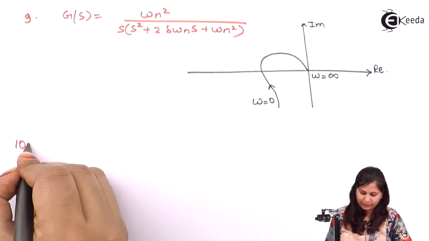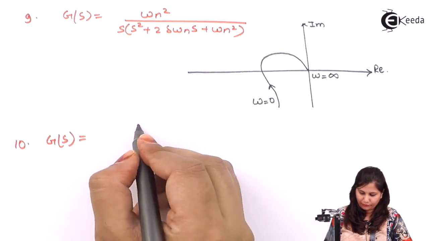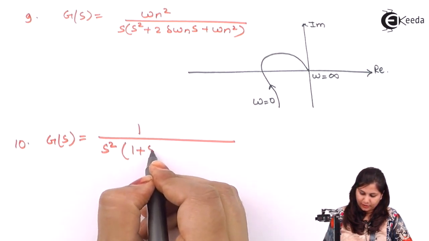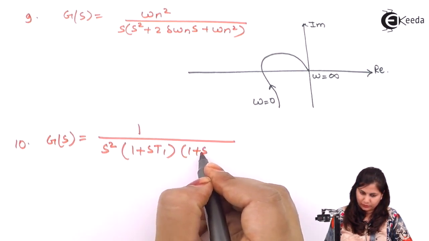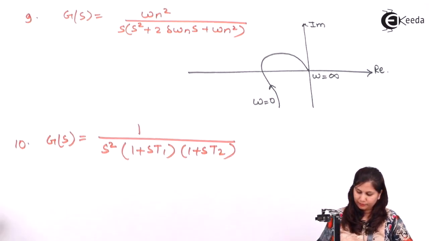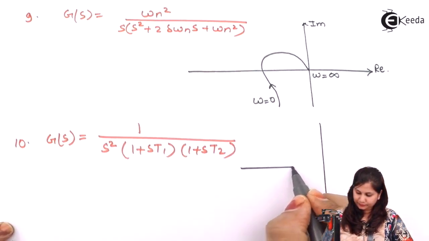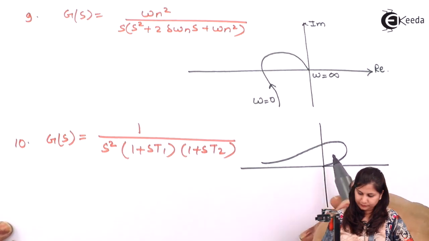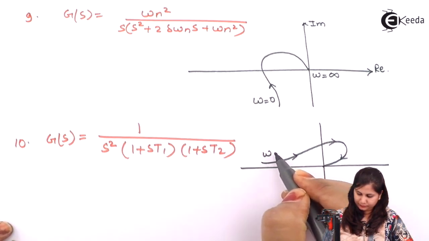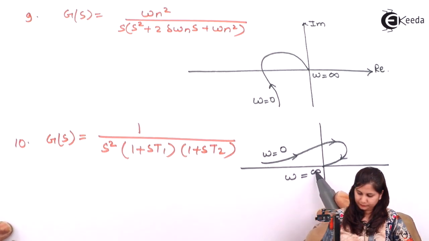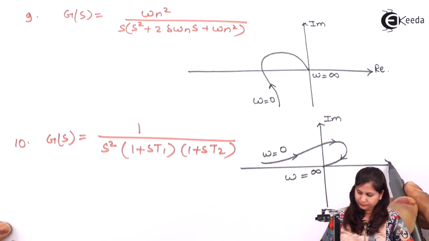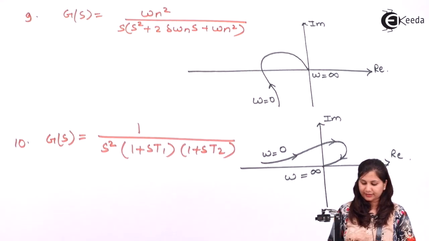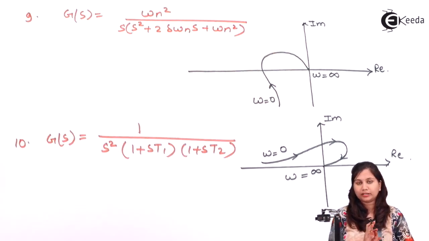Then we have a transfer function of the form 1 upon s squared, that is two poles at the origin and two other poles also. Then the polar plot will be like this. So these are the 10 transfer functions. These are the typical transfer functions for which we have got the polar plot.